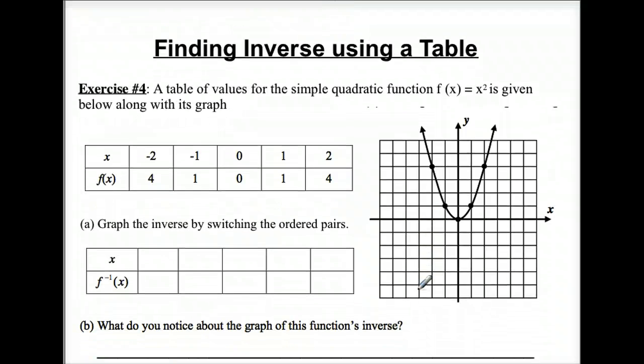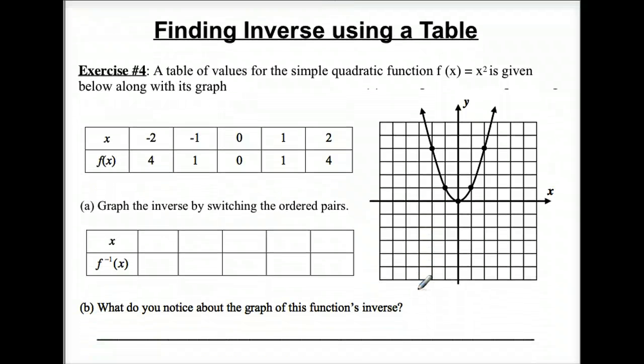Now, this is the easy part. Whenever you have a table, all we're doing is switching the x and the y value. So a table of values for a simple quadratic function x squared is given below. Graph the inverse by switching the ordered pairs. So if I was to switch, this is my 4, this is negative 2, this is positive 1. All I'm doing is switching my values. That's it. 1, 1, 4, 2.